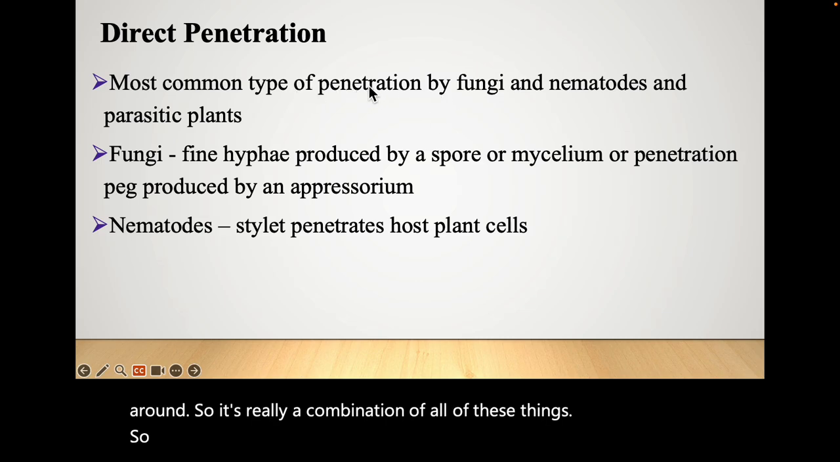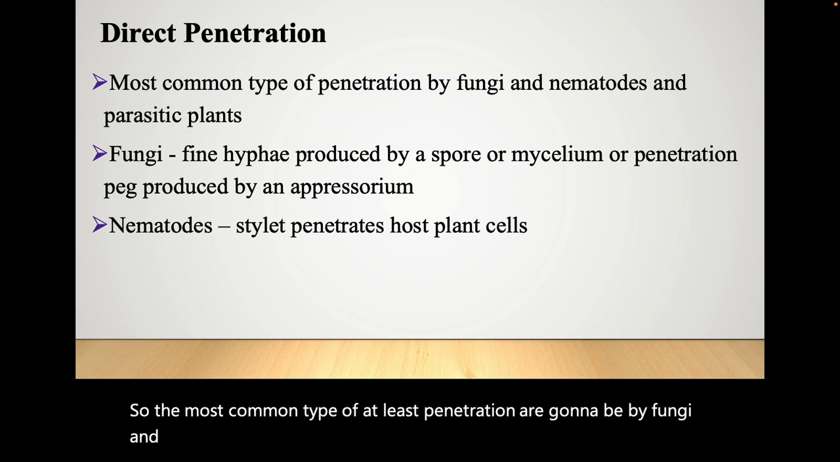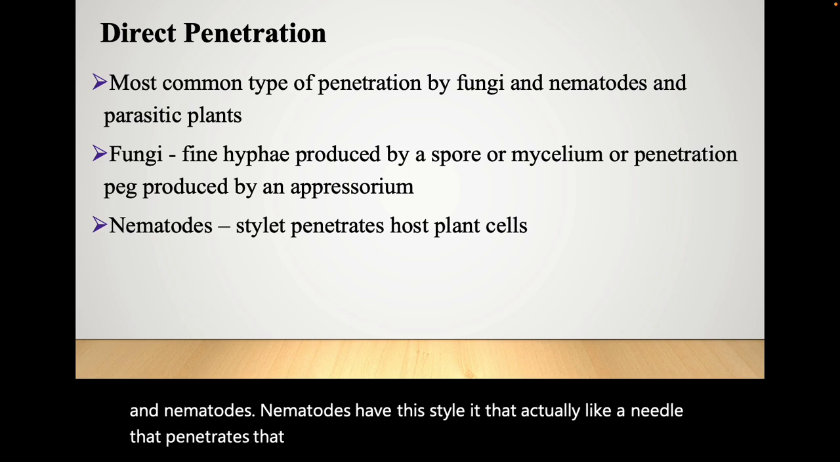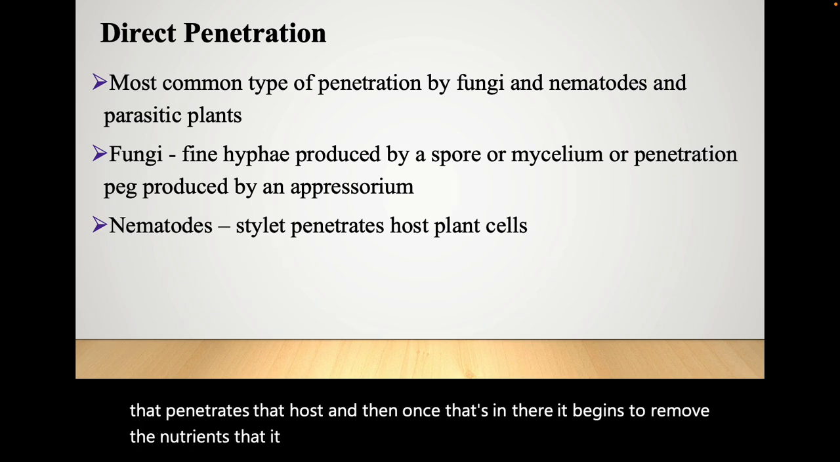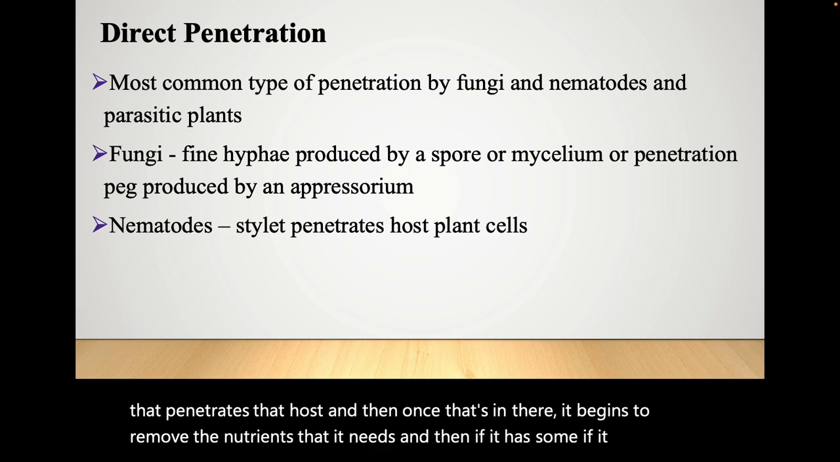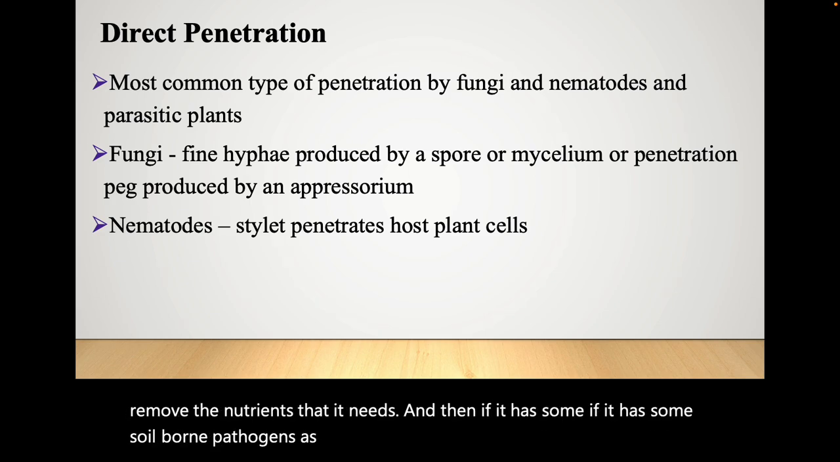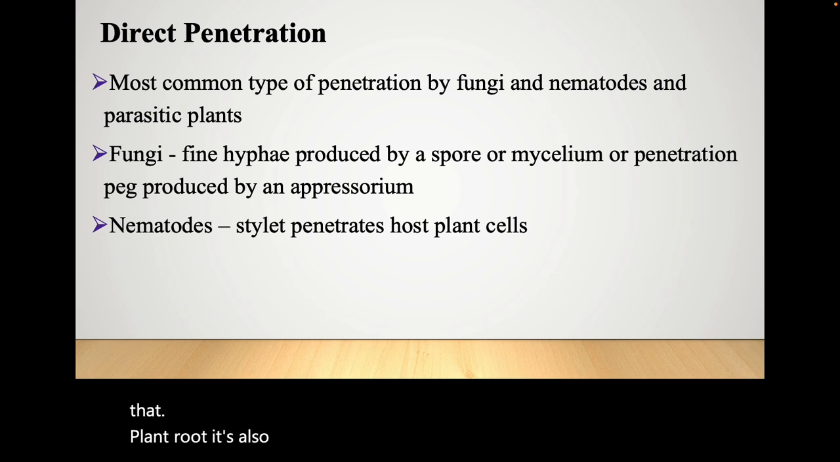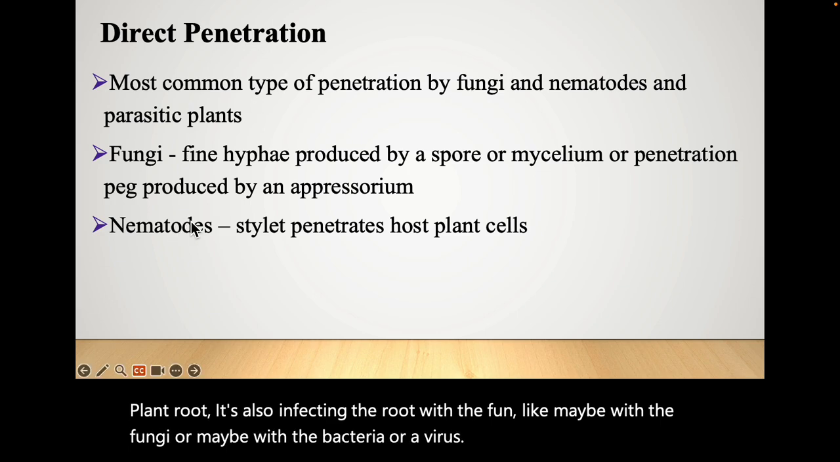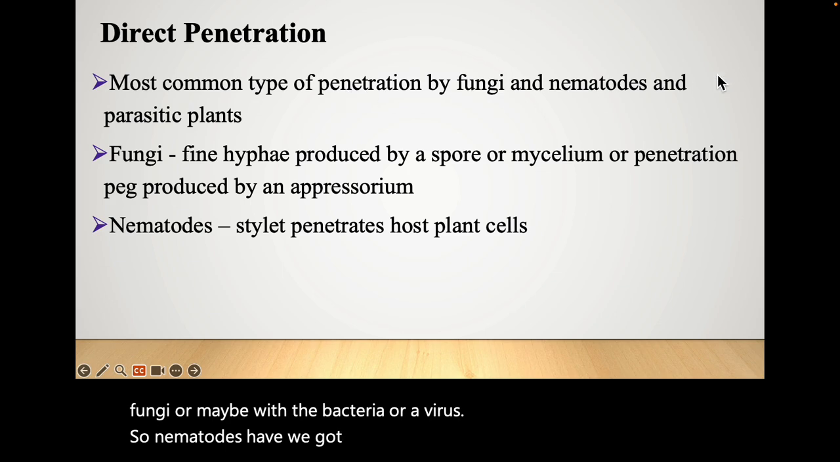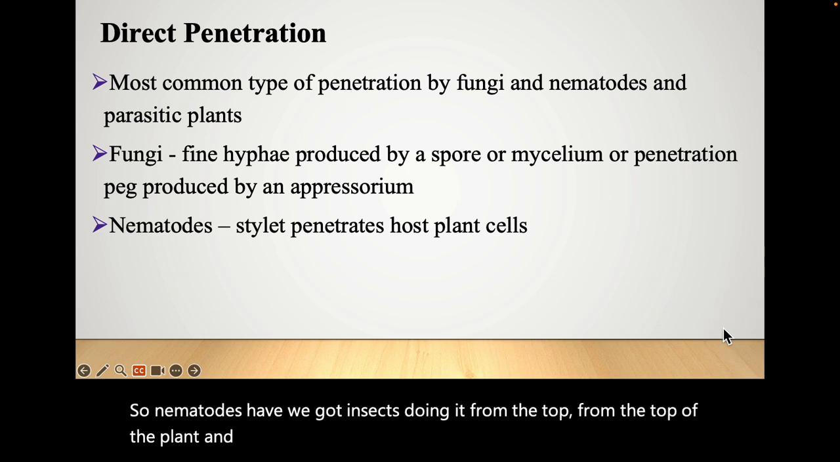So the most common type of, at least penetration, are going to be by fungi and nematodes. Nematodes have this stylet, actually like a needle, that penetrates that host. And then once that's in there, it begins to remove the nutrients that it needs. And if it has some soil-borne pathogens as it's crawling through the soil, when it injects it into that plant root, it's also infecting the root maybe with the fungi, or maybe with a bacteria or a virus. So we got insects doing it from the top of the plant, and we have nematodes catching it from underneath.